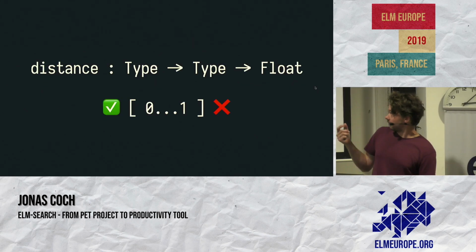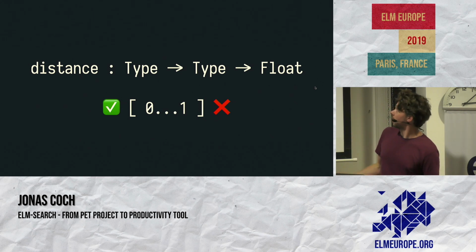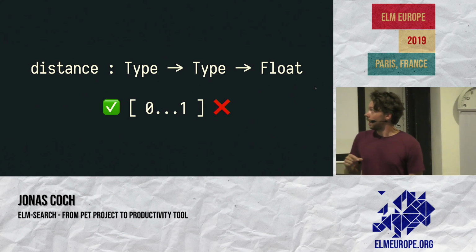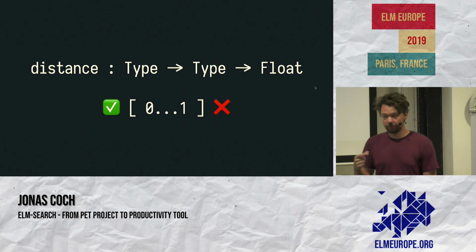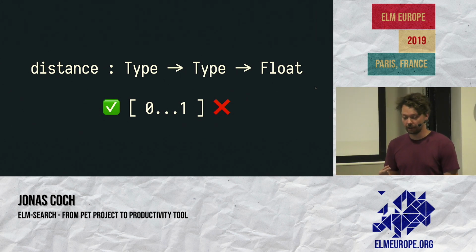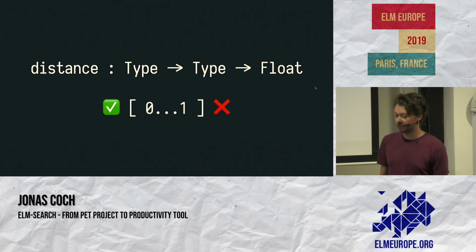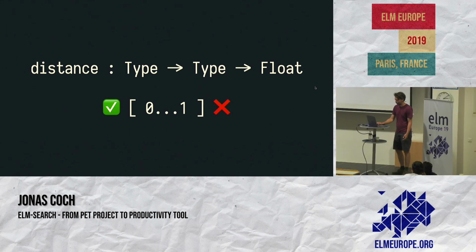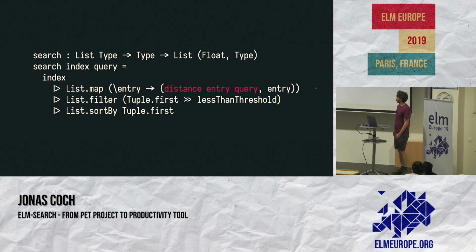So the distance function takes not one type, but two types and returns a float. It compares those two types and assigns a distance to it. A distance of 0 means the types are the same, and a distance of 1 means they are not similar at all. And before I show you how it's implemented, I'm going to show you how I'm using it.